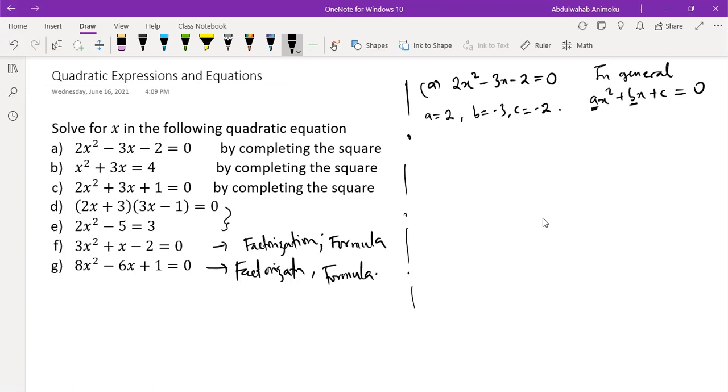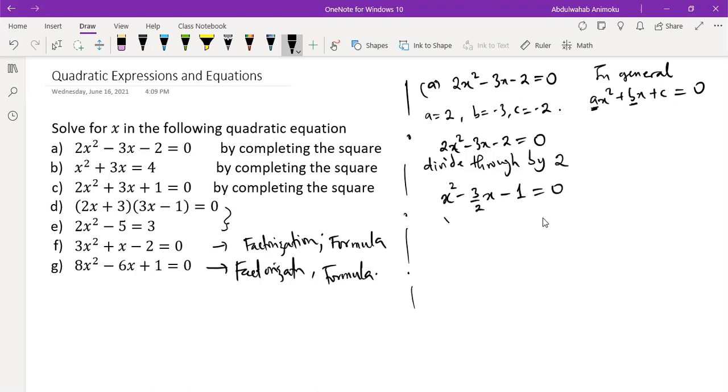Now, for the completing the square method, this is how you generally approach the problem. The first thing you do is make the coefficient of x squared 1. If the coefficient is already 1, then you move to the next step. The coefficient here is 2, so we divide through by 2. When you do that, you get x squared minus 3 over 2 x minus 1 equal to 0. So this is the first step. Now you're ready to complete the square.